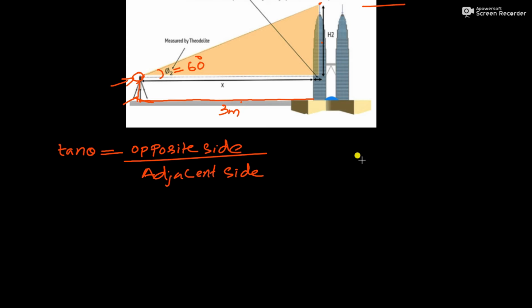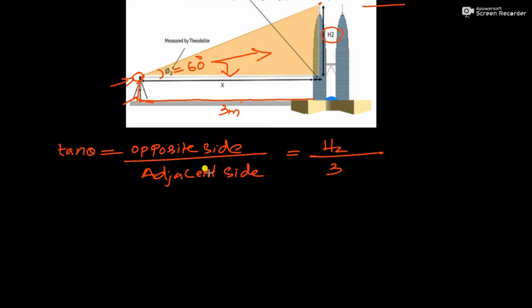So let's see what the opposite side is over here. Opposite side is h2, right? This is the height that we need to measure. Let me write that annotation, h2. This angle is theta, 60 degree. The opposite side of this theta is h2, and the adjacent side of this theta is x, or 3 meter, that we got right now. Let me write 3 meter. So tan theta is equal to h2 by 3 meter.